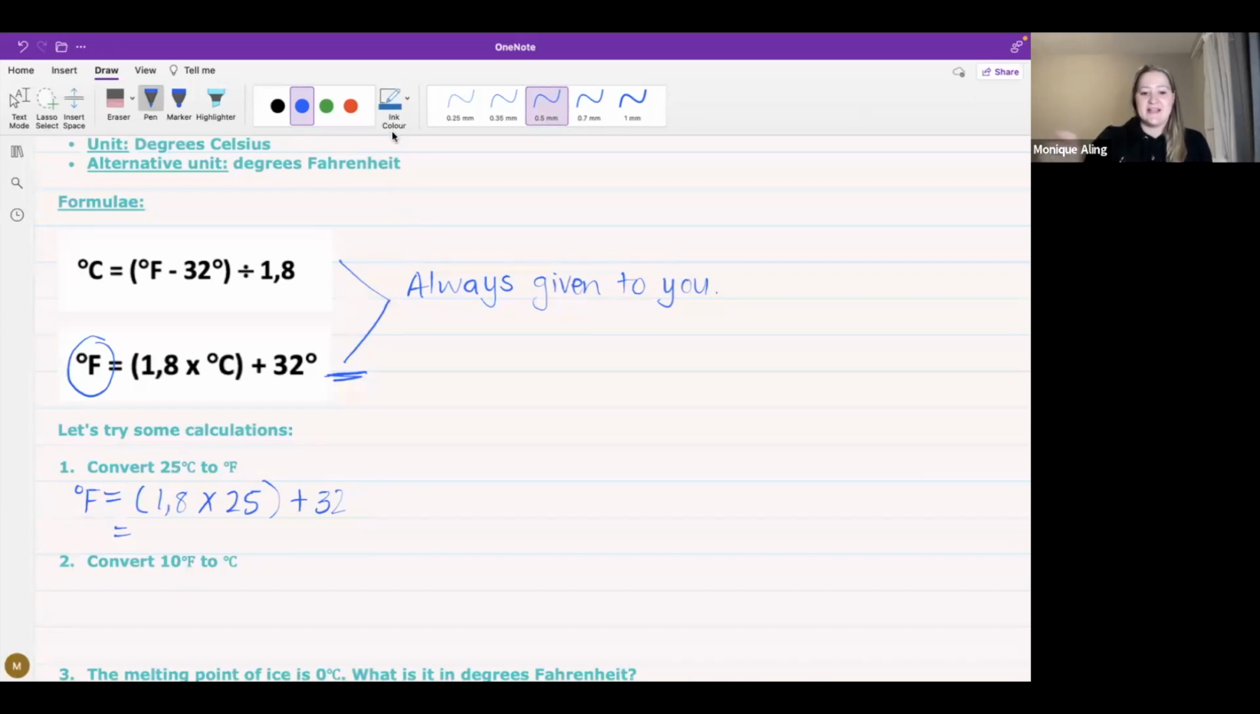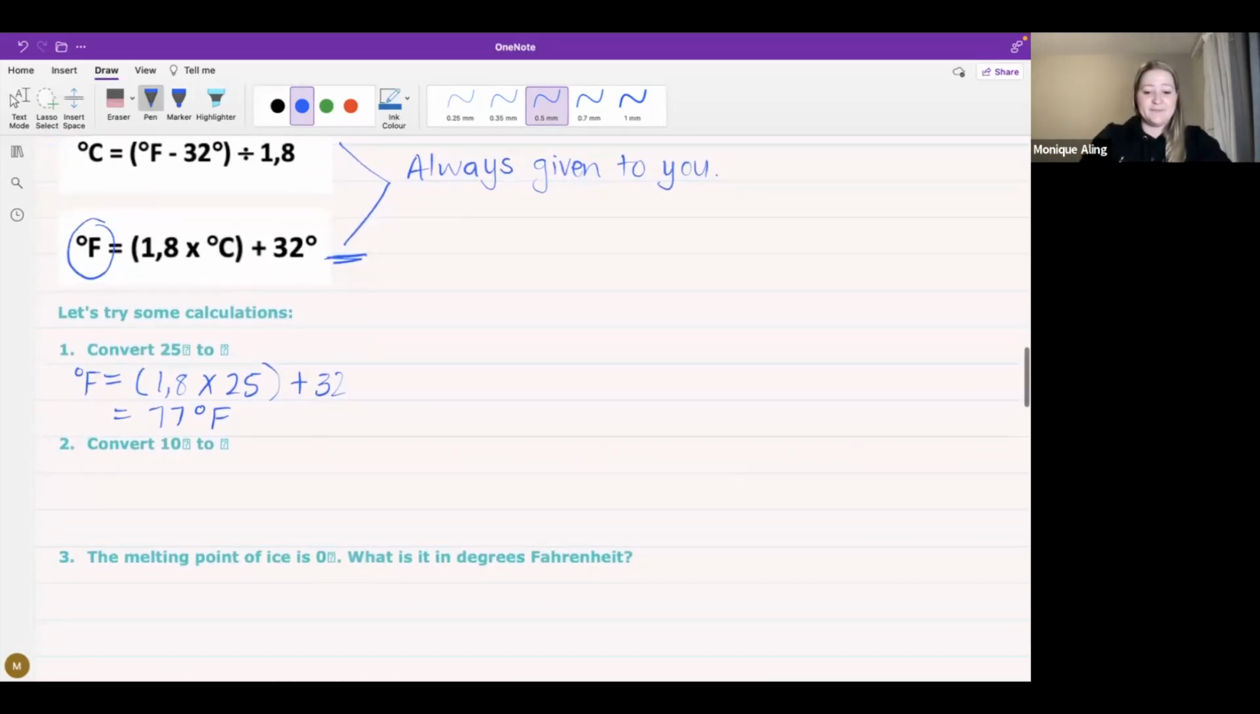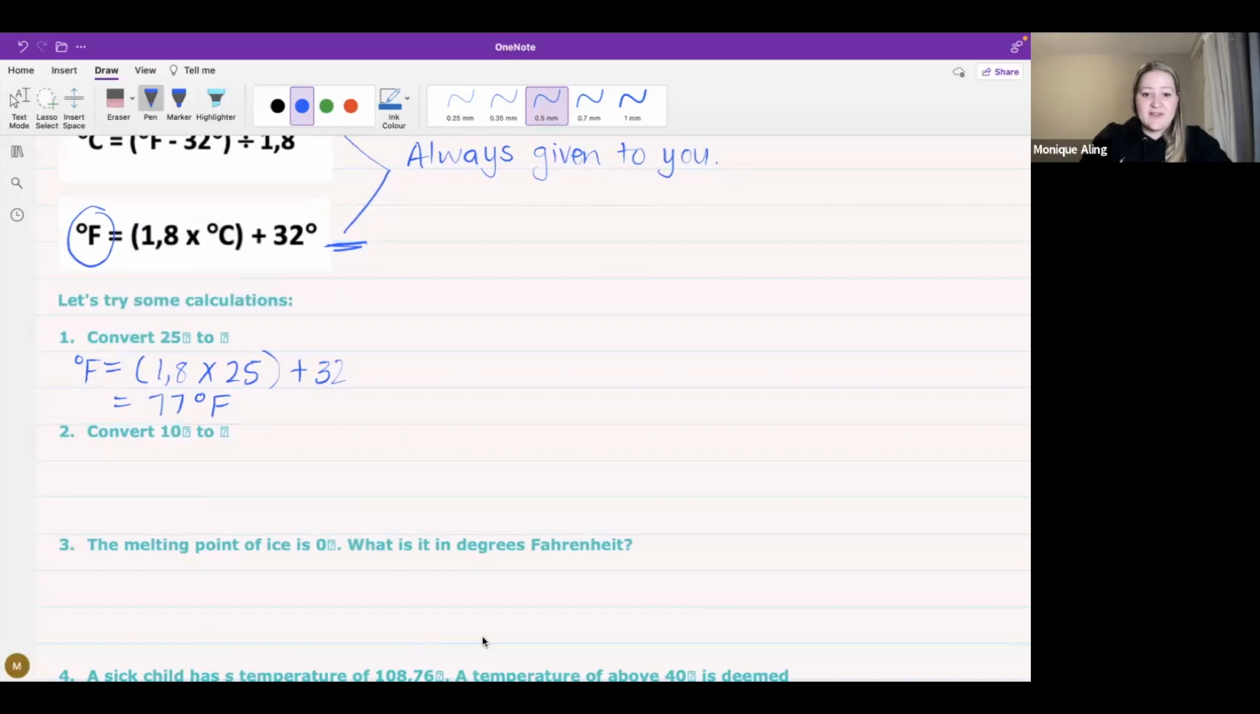Leah, nice. Okay, 77. And remember to include the units, just like when we do normal conversions, grams, centimeters, whatever, we always include our unit. We've now converted our 25 degrees Celsius to degrees Fahrenheit. Okay. Let's see how the others did.